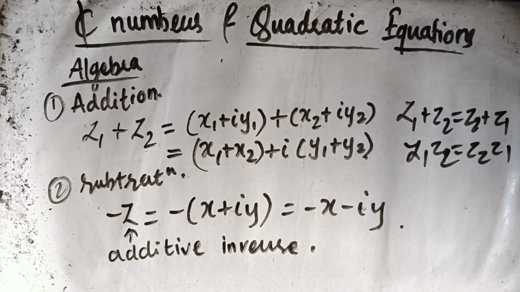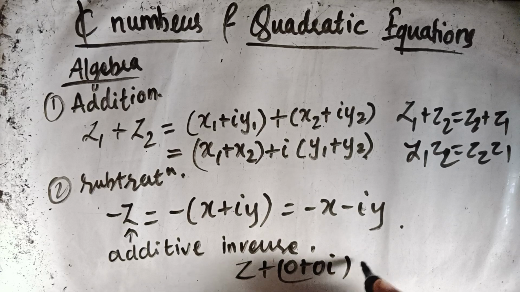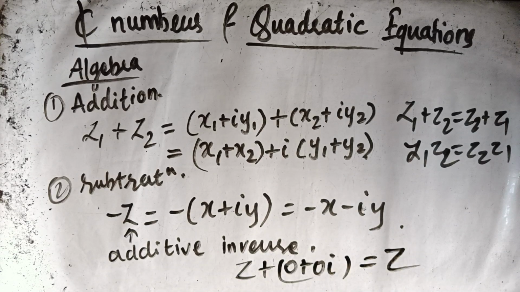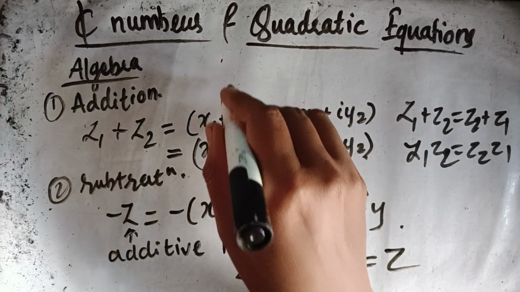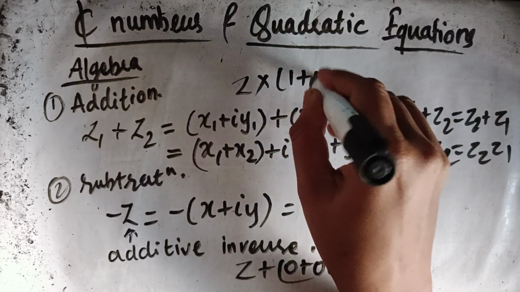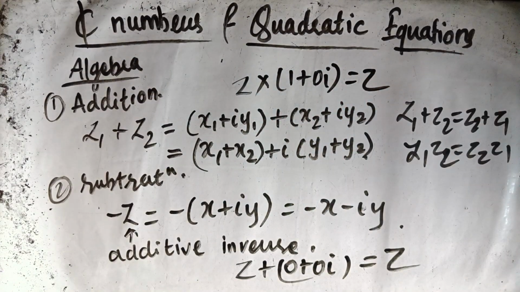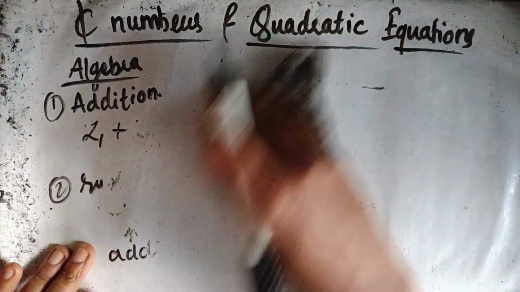Additive identity is 0 plus 0i. If you add z to 0 plus 0i, you will get the same number, right? Additive inverse is minus z. Then multiplicative identity is 1, that is 1 plus 0i. So if you multiply z by 1 plus 0i, you will get z. Multiplicative inverse we will find.